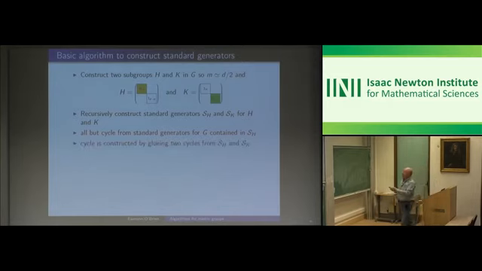Well, I've got 2 cycles. I've got cycles coming from H, and I've got a cycle coming from K. I've got an m-cycle coming from H. I've got a (d-m)-cycle coming from K. And now what I want to do is put them together in order to produce a d-cycle. Well, multiplying them together won't get me a d-cycle.